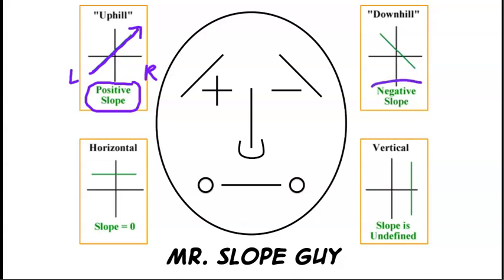However, we can also have negative slope or downhill slope. So if we look from left to right, start at the left side, go to the right side, we're going in the downward direction. So that makes it negative.